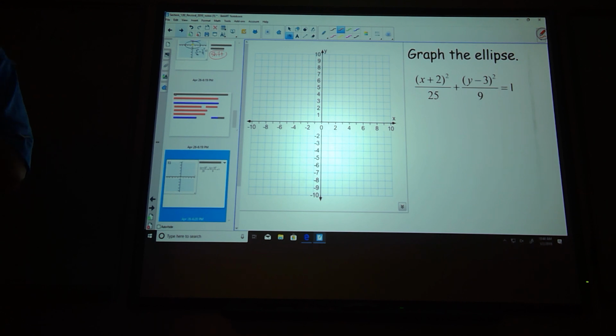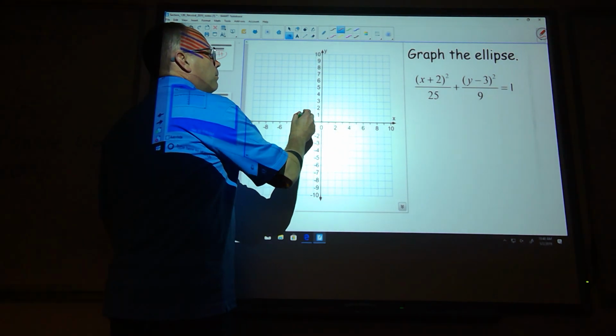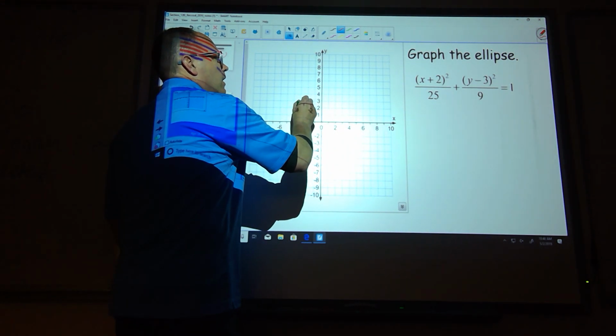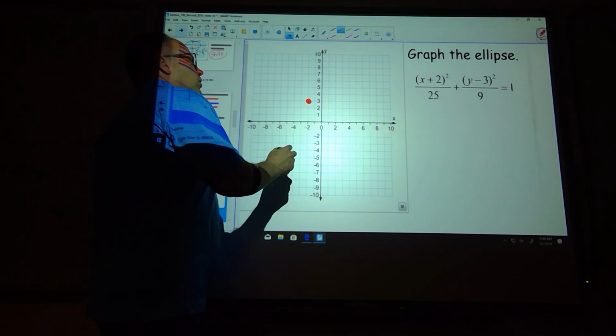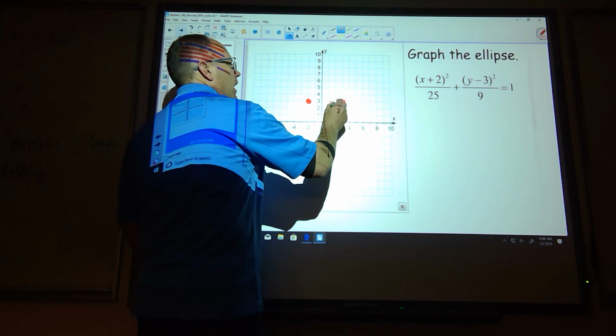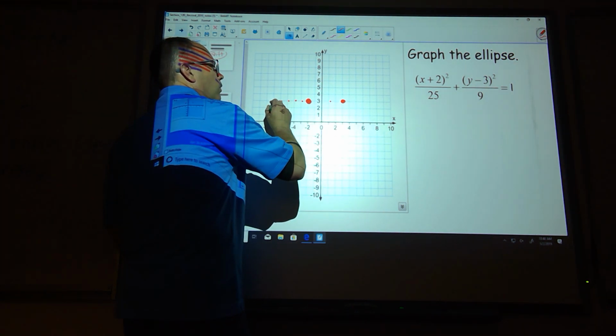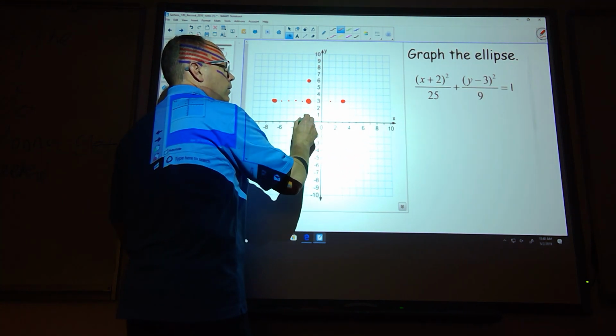What is this going to be centered about? Negative 2 and positive 3. Absolutely. Which direction gets bigger, x or y? X. So how far away from this am I going to go? 1, 2, 3, 4, 5, and then 1, 2, 3, 4, 5. And then up 3, 1, 2, 3, and then down 3, 1, 2, 3.